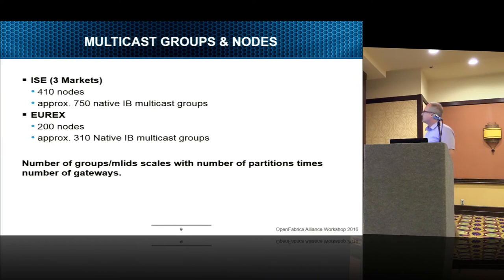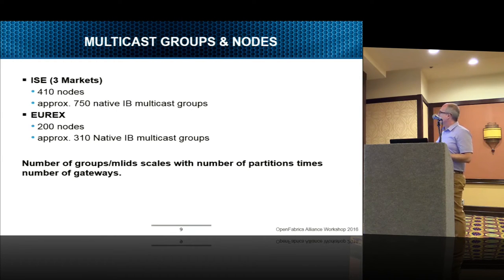So what is the sizing we have? Simplest, ISE is actually running 3 markets. They have something around 510 nodes in their InfiniBand fabric, and they are using something around 750 native InfiniBand, also emlets you see in the network.